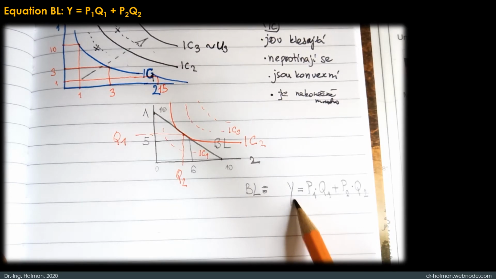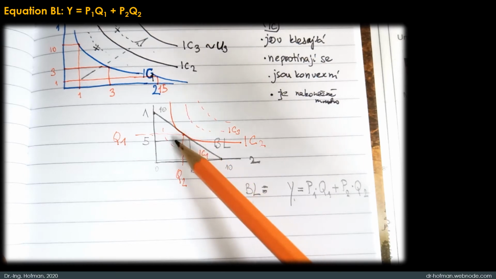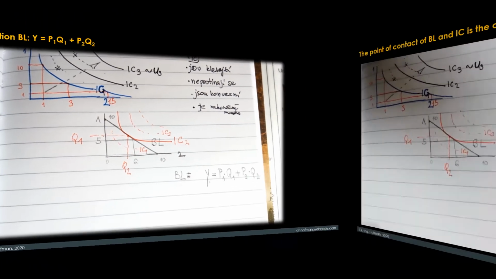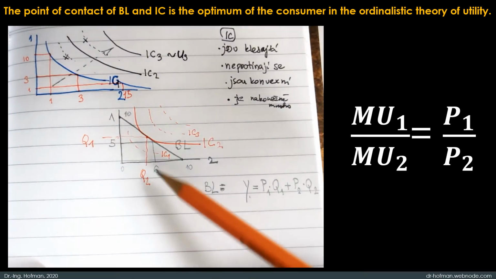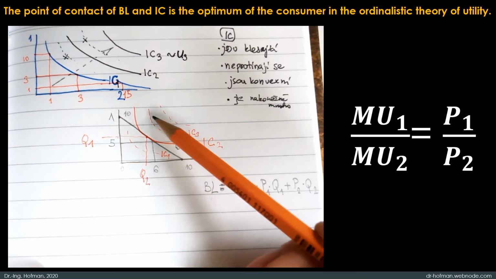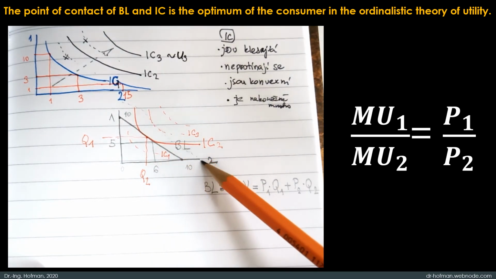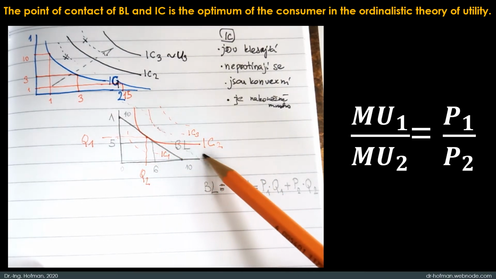Simply said, more yield, more money in your pocket, more utility you can reach as a consumer. For a higher income, we could be, for example, at this point where the new budget line tangent would determine the new combination of Q1 and Q2.